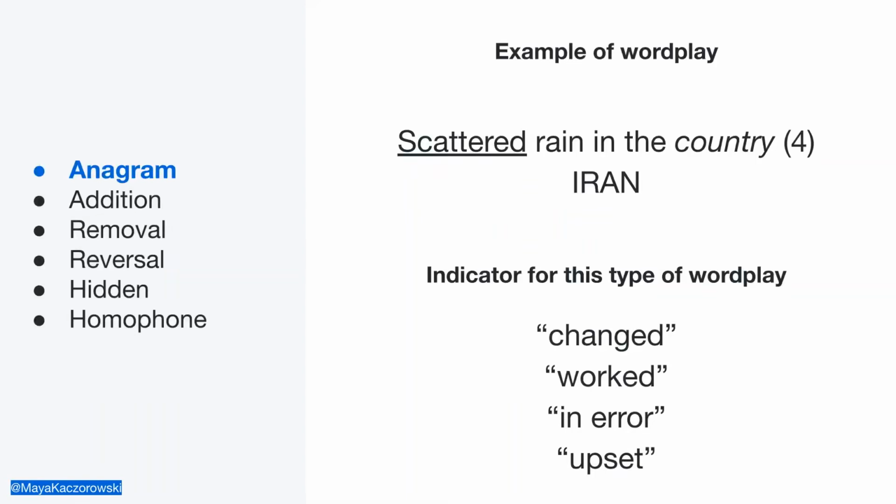An anagram. An anagram is when the wordplay clues a phrase that you're going to anagram to get a new word. That's what we just did with rifles earlier. For scattered rain in this country, scattered tells us to anagram a word. If we anagram the word rain, we get Iran, which is a 4-letter country. You'll be clued an anagram by some turn of phrase meaning scrambled or crazy or odd or incorrect. Lots and lots of different words could be used here.